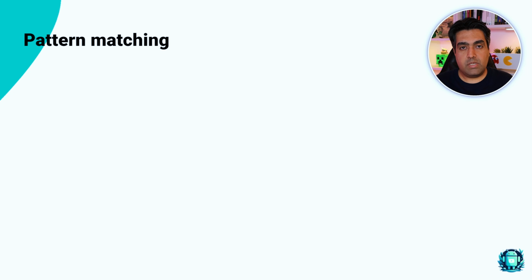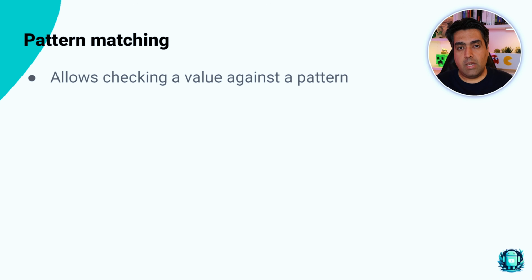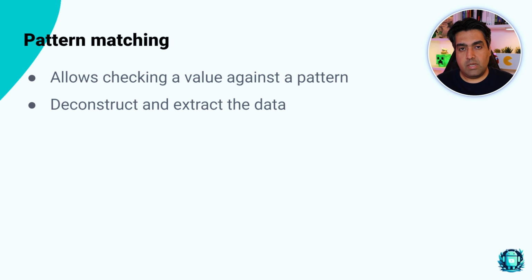The next paradigm is pattern matching. It is a feature in many programming languages that allows you to check a value against a pattern, and if the value matches, deconstruct it and extract the data. It simplifies the process of checking and extracting values from complex data structures, making the code more readable and expressive by defining actions to be taken for each pattern.